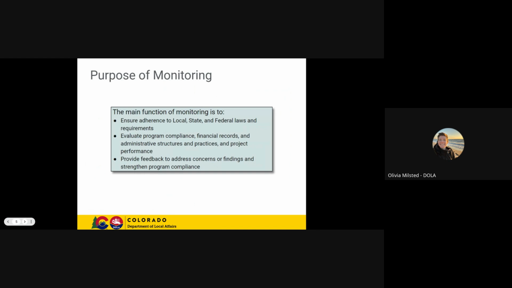So what is monitoring? The purpose of monitoring is to ensure grantees of ESG grants are adhering to local, state, and federal laws and requirements. And through this, we evaluate program compliance, financial records, administrative structures and practices, and project performance. And ultimately, our goal is to provide feedback to address concerns or findings in order to strengthen program compliance.